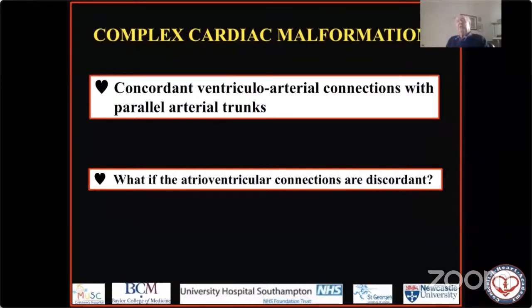But he's going to illustrate to you a heart that comes from the Idris archive at the Lurie Children's Hospital in Chicago. And we're grateful for Raed Abdullah for making this heart available for us today. So now Rohit is going to show you this fascinating case of discordant atrioventricular connections, concordant ventricular arterial connections, but with parallel arterial trunks.